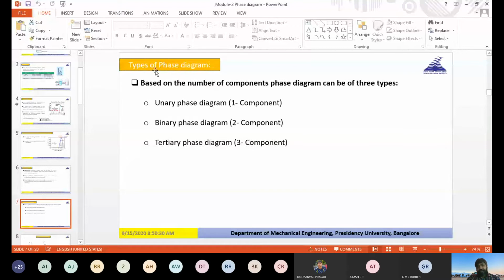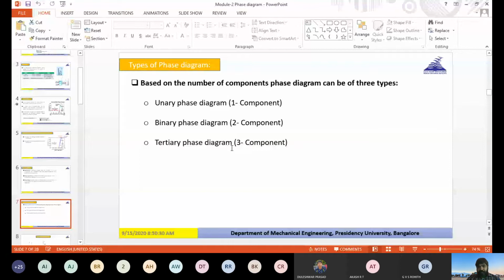Now, types of phase diagram. Based on the number of components, a phase diagram can be of three types. If the system consists of one component only, then we call it a unary phase diagram. If the system has two components, and we draw the phase diagram, then it is known as a binary phase diagram. If the system has three components, then it will be known as a ternary phase diagram.